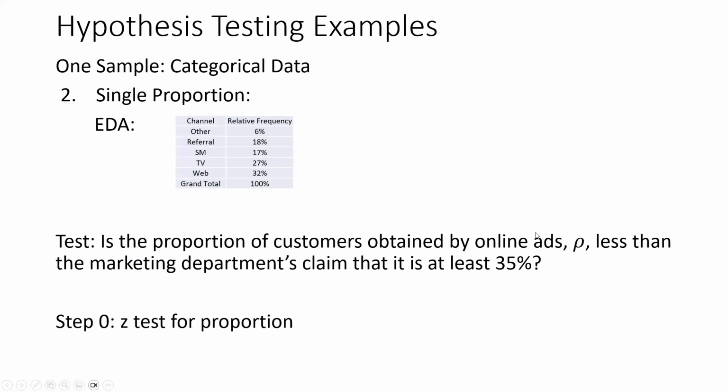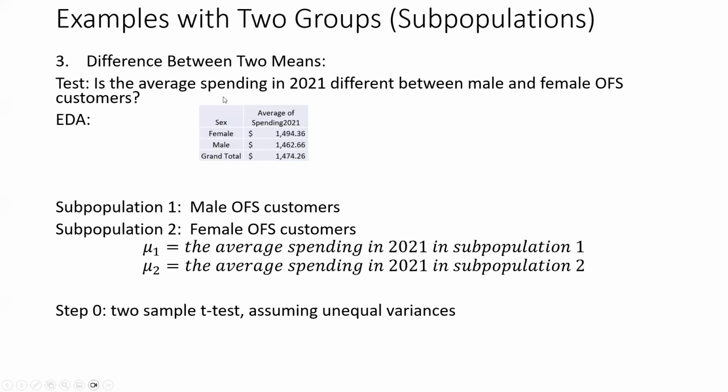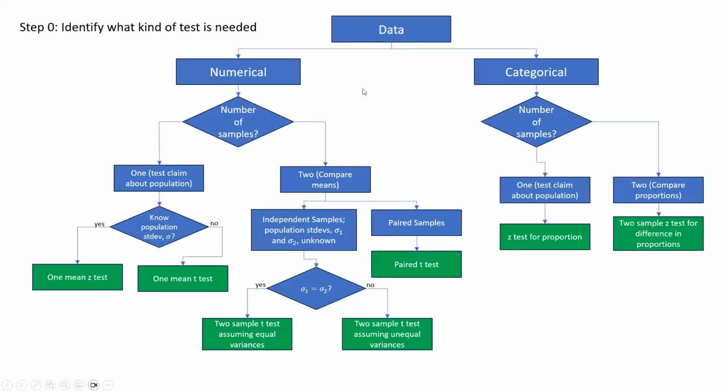All right. The next one is a difference between two means, right? So we had male and female. We looked at their average spending. And so if we go to our flow chart, it's two independent samples because the men and the women in our data are different people. And at least right now, we're going to assume that we don't know if their standard deviations are the same. We're going to say they're not. So we're going to do a two-sample t-test, assuming unequal variances.